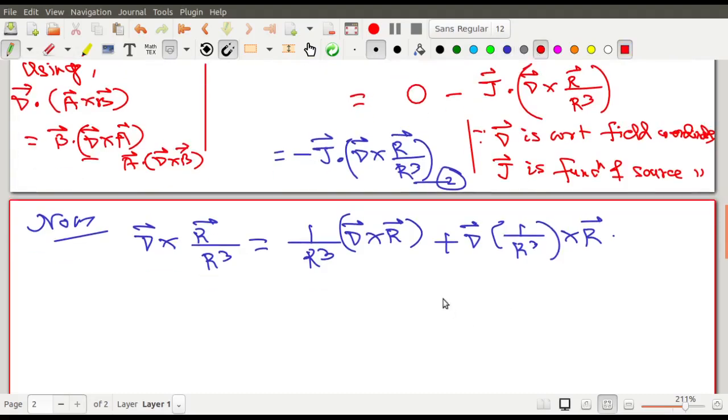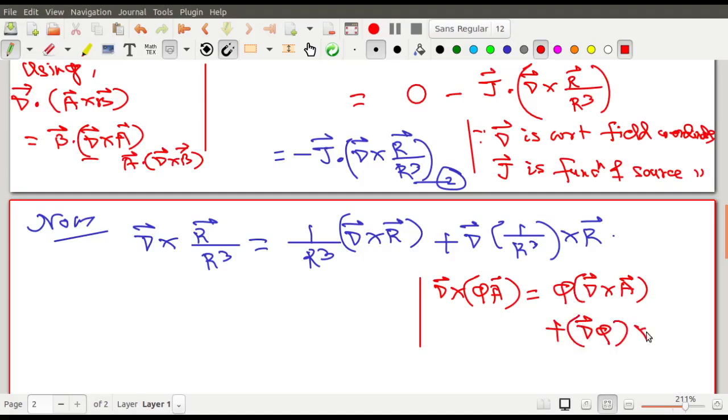Which formula did I use? Again, another standard formula for curl that I have asked you to learn during the classes of my vector analysis. During the classes of gradient, divergence, curl, I have shown you all this. So this standard formula is phi curl of A plus grad phi cross A. You check it. This is what I have done. This R vector plays the role of A, and 1 by R cube plays the role of phi. Okay? Who plays the role of phi?